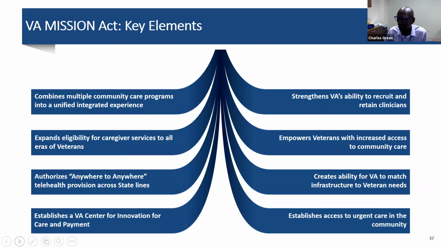Some of the key elements: it expands eligibility for caregiver services to all veterans of all eras, Vietnam, OEF, Operation New Dawn, World War II if the veterans are still alive, and the Korean War, all eras. It authorizes anywhere-to-anywhere telehealth provisions across state lines. It establishes a VA Center for Innovation for Care and Payment.